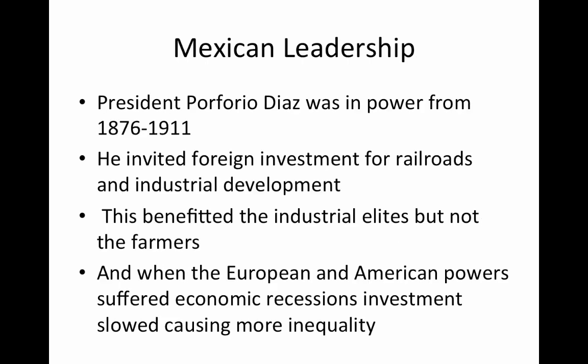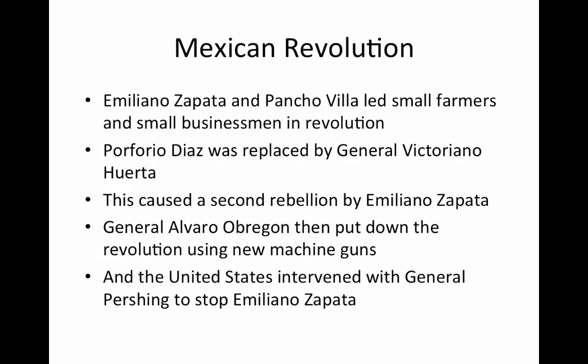Mexican leadership. From 1876 to 1911, the positivist leader was Porfirio Diaz. He invited foreign investment for railroads and industrial development. This did end up benefiting the industrial elites, but not the common farmer. And when the European and American powers suffered economic recessions at a global level, investment slows, causing even more inequality within Mexico.